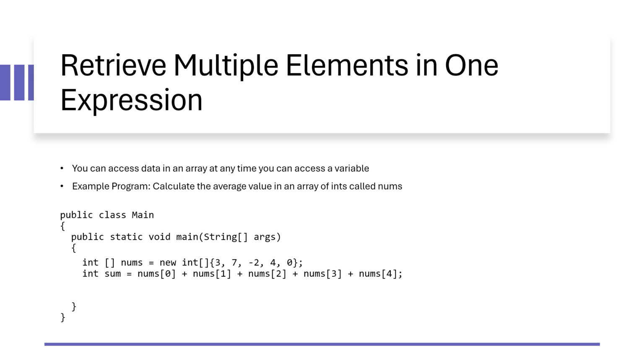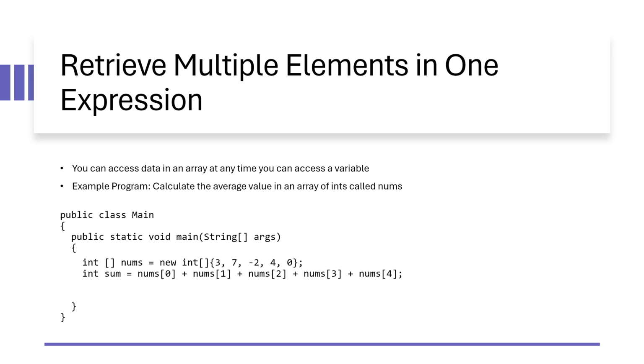int sum = nums[0] + nums[1] + nums[2] + nums[3] + nums[4]. That's going to add them all up. We see that's 3 plus 7 is 10, minus 2 is 8, plus 4 is 12. Great. Now to calculate the average, I need to divide by the number of elements I have.